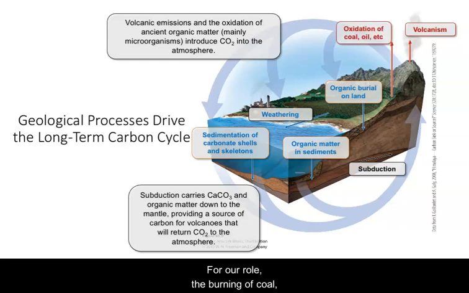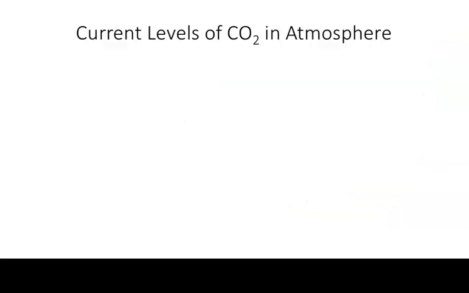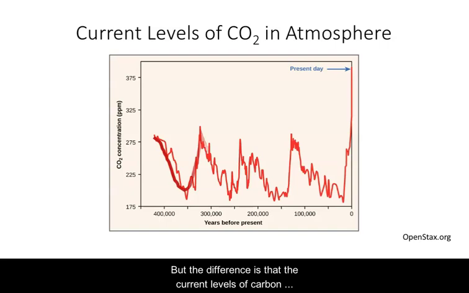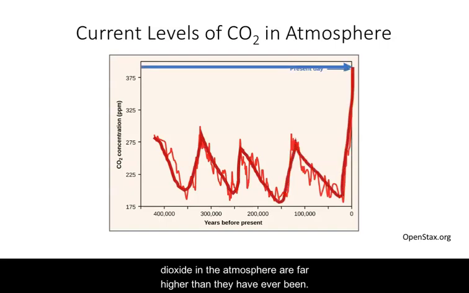For our role, the burning of coal, oil, and ancient organic matter sends additional carbon dioxide into the atmosphere. Some argue that the current carbon dioxide levels are simply a reflection of the long-term fluctuations we've seen over hundreds of thousands of years. But the difference is that the current levels of carbon dioxide in the atmosphere are far higher than they have ever been, and that increase is what is causing overall warming of the planet and extreme climate change fluctuations. Remember that other greenhouse gases such as methane contribute to Earth's increasing overall temperature.